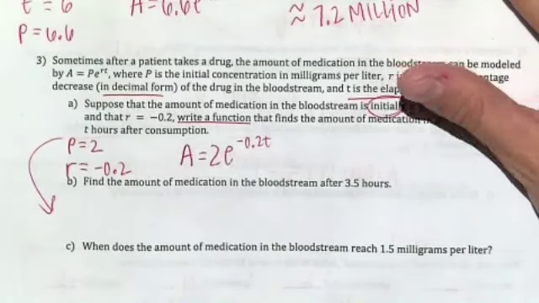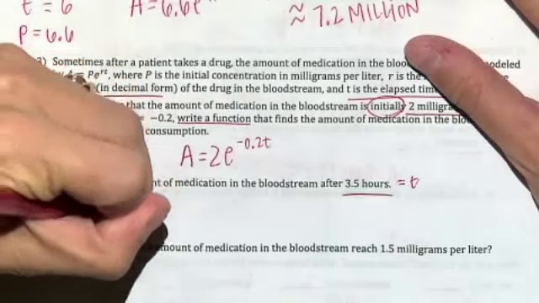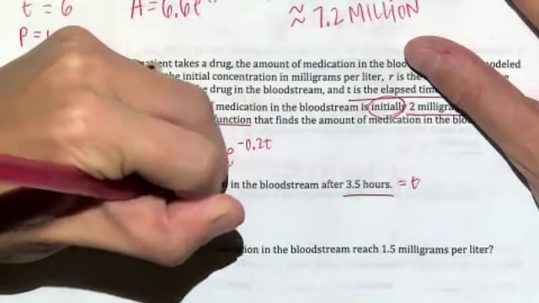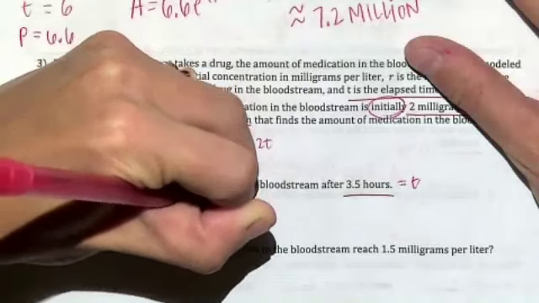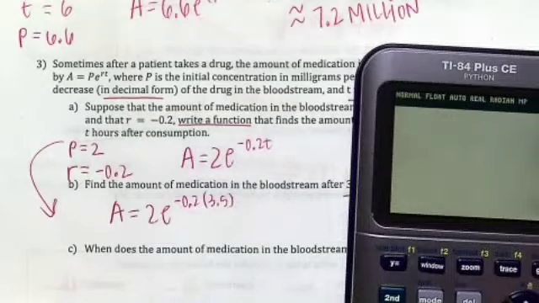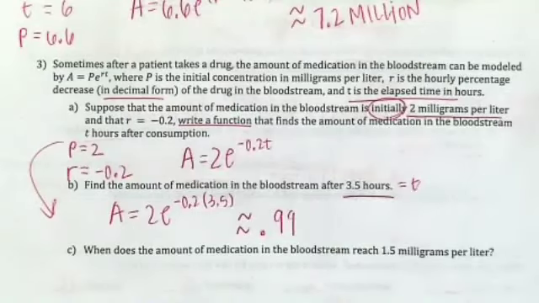So find the amount of medication in the bloodstream after 3.5 hours. So now we're actually going to put in a T. A is equal to 2 times E to the negative 0.2 times T, which is 3.5. I will go ahead and do that. 2 to the E, negative 0.2 times 3.5. I'm just going to go to 2 decimal places, 0.99 milligrams per liter.